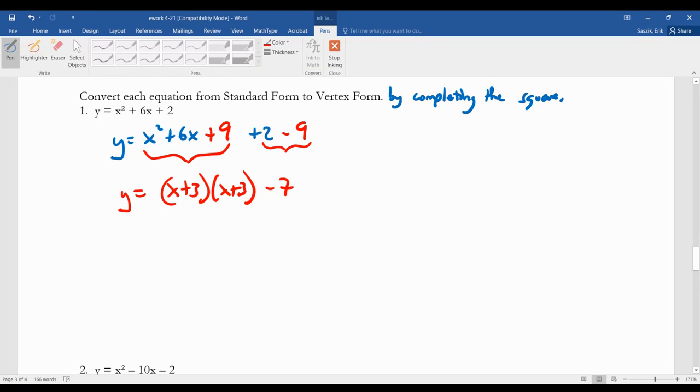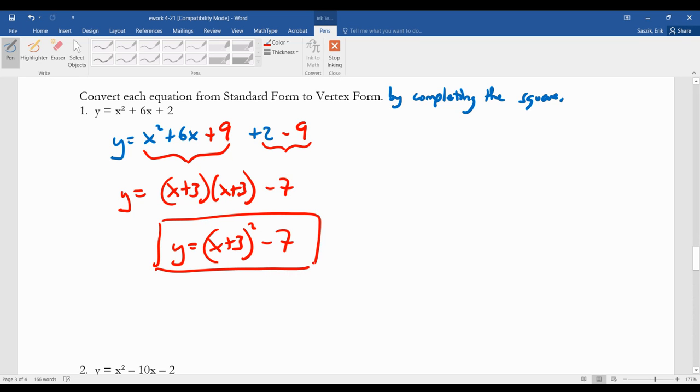Okay. Now we write our final answer. Remember, we have 2 of these. So we write x plus 3 squared minus 7. This is now in vertex form.